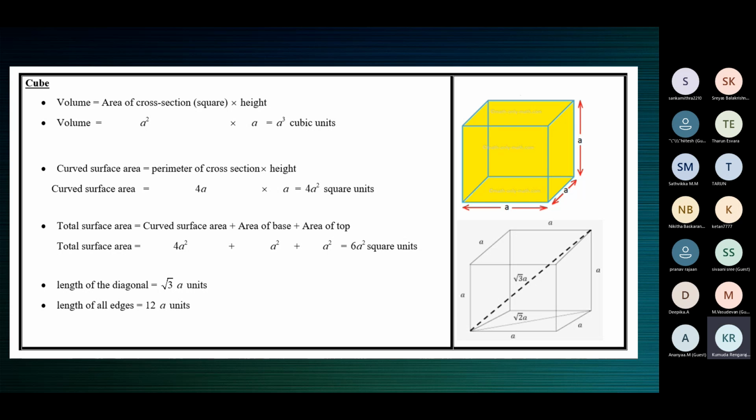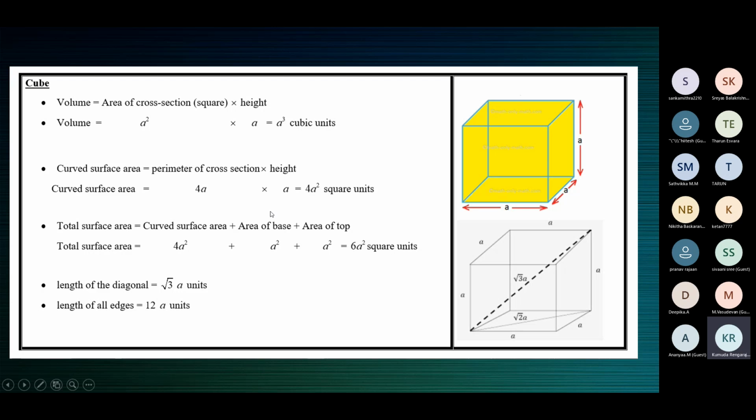Area of the cross section into height. Volume is area into height. When somebody asks you what is volume, area into height. When a plane figure assumes some height, then it becomes volume. It becomes a solid figure. Area of cross section into height.